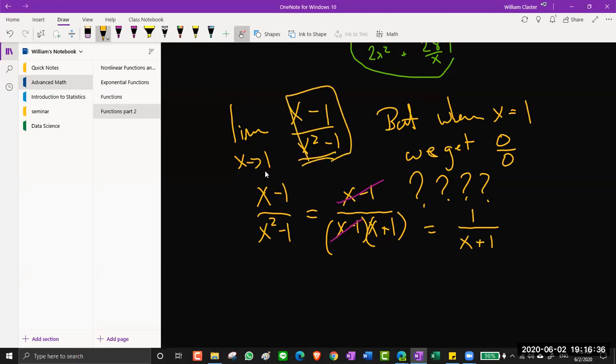Now, this function had a problem at 1, a big problem. It was 0 over 0. But now we just rewrote it like this. What about this function when x equals 1? Is there such a big problem here? No, there's no problem at all, really. It's just equal to 1/2, right? I don't think we call that a problem if it's equal to 1/2. So suddenly we went from screaming and yelling to, it's just equal to 1/2.